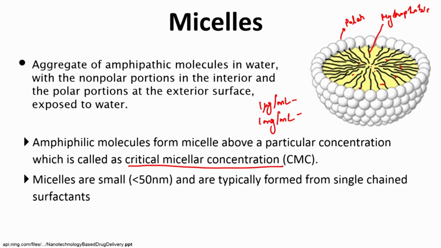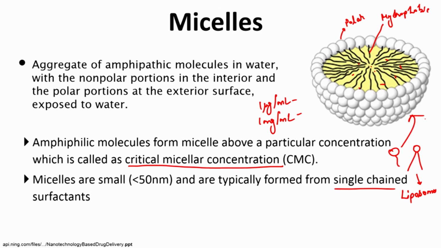And as you can see from the structure itself, these are essentially single molecules, and maybe 5-6 of them at a length. So micelles tend to be fairly small, typically less than 50 nanometer, and they are formed from single chain surfactants. As I said, most of these surfactants are single chain. If they are double chain surfactants, then their hydrophobicity is fairly high and they tend to form liposomes. But if they are single chain like we have seen in this figure, then they tend to form micelles.